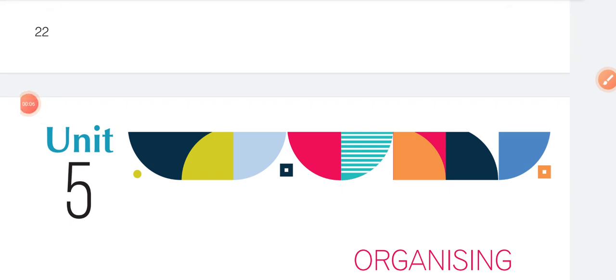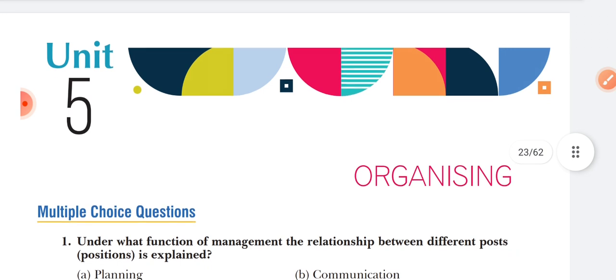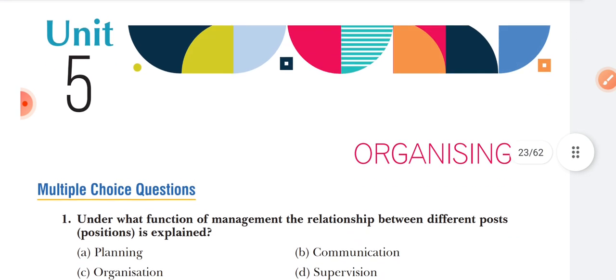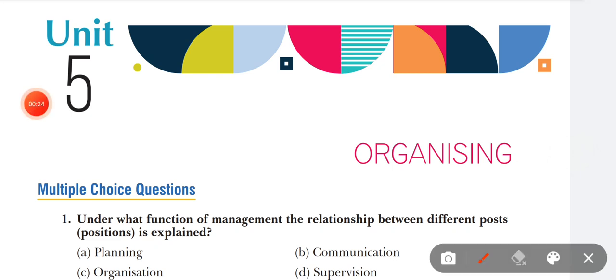Today we will discuss the MCQ of chapter 5 Organizing. Okay, so let's start. Question 1. Under what function of management the relationship between different post position is explained? And the correct option of this question is option C, organization.